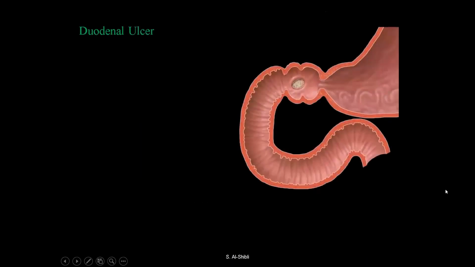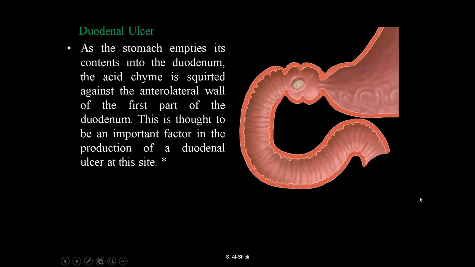Okay, I will close or finish with the duodenal ulcer. Why is the ulcer usually more prominent and more common in the first part of the duodenum? The theory mentioned is that as the stomach empties its content into the duodenum, the acid chyme is squirted, rushing or pushing its content into the anterolateral wall of the first part of the duodenum. This is thought to be an important factor in the causation of duodenal ulcer at this site.